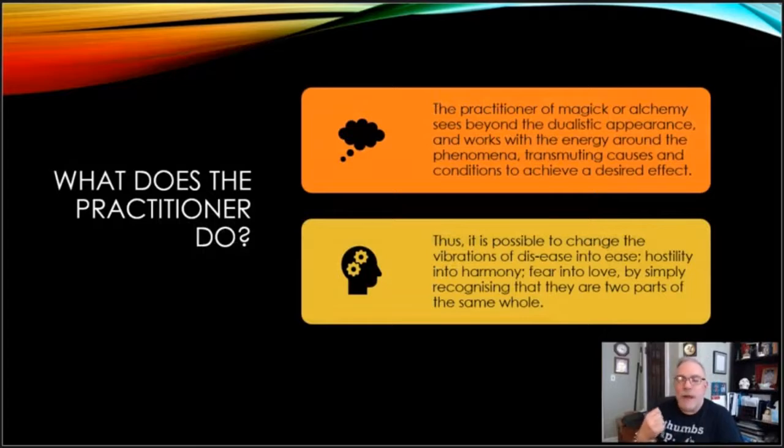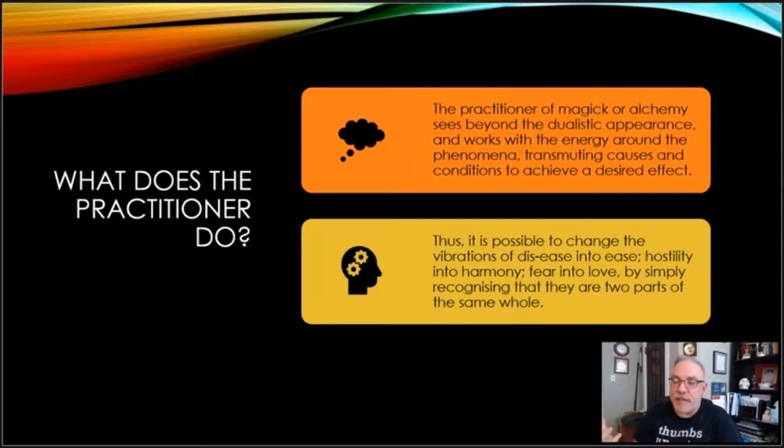So the practitioner of magic or alchemy or esoteric arts is someone who has made a commitment to see beyond the dualistic appearance and who works with the energy around phenomena, transmuting causes and conditions to achieve a desired effect. So we're not trying to force our will upon something. We're not trying to change things unnaturally. We're simply recognizing that in everything there are those polar opposites, and that by shifting the energy we can transmute that condition or that cause or that situation.